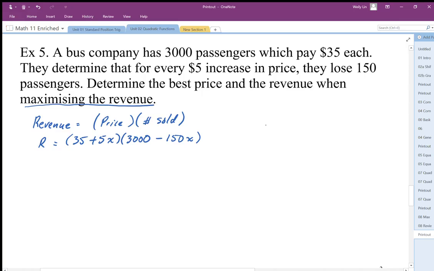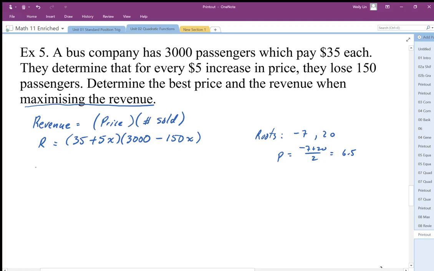Here I'm going to just find the roots. My roots are going to be at x equals -7, and from here, x equals +20. 20 times 150 gives me 3,000. So if I want to find the p-value, which is my vertex x-coordinate, I just add those together and divide by 2, and I end up with 6.5. So my vertex is when x is 6.5.